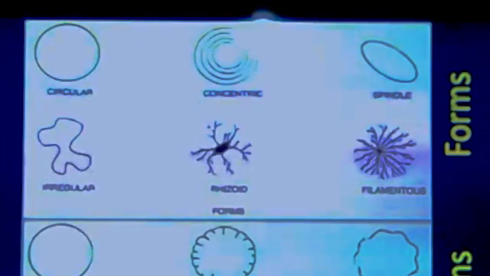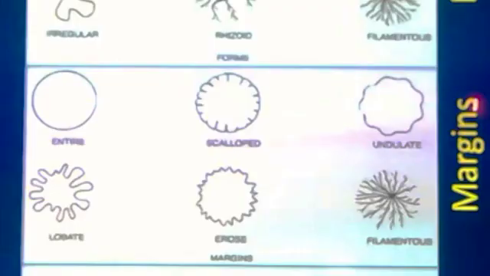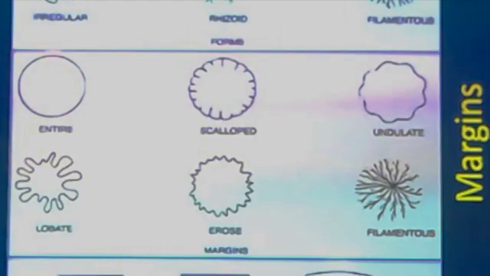Is it rhizoid? Or is it filamentous? Filamentous, I always think of mold, like bread mold. It looks furry. What do the margins look like? Are they entire? Are they lobate?